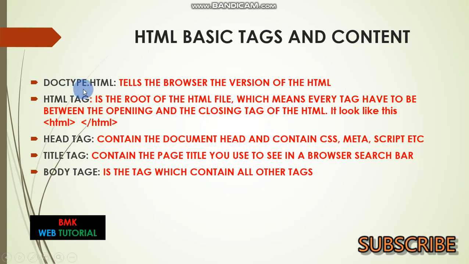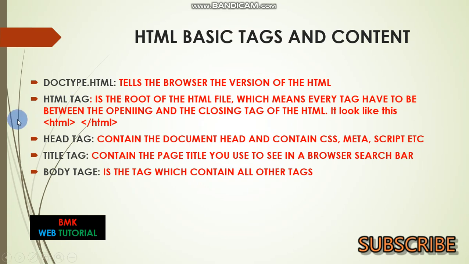So the first one that we have here is the doctype html. Other people will say it is the declaration of the document, and it tells the browser the version of the HTML that we are using, because HTML has different versions. We also have the HTML tag. We said it is the root of the HTML file, which means every tag has to be between the opening and the closing tags of the HTML.